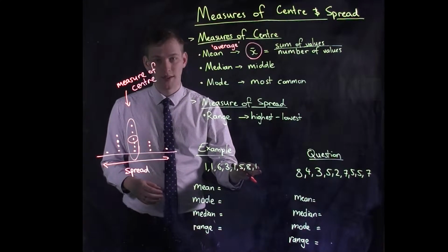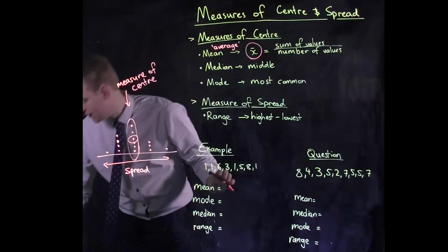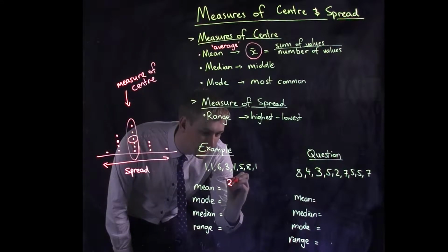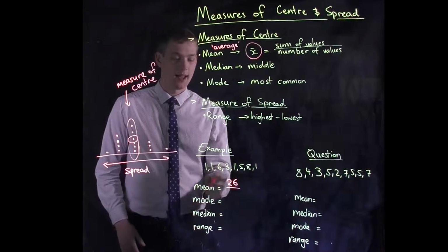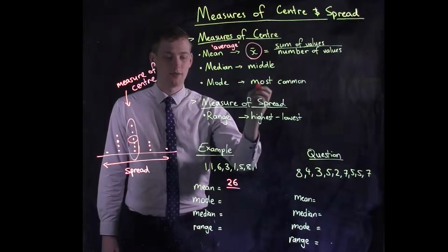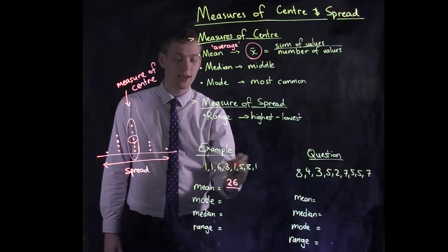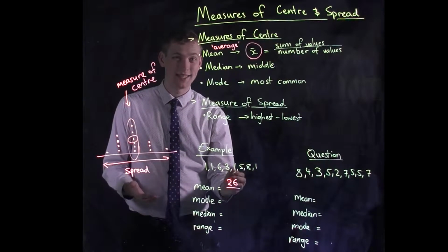So when we add up all of our values, we are going to get 26. So we can put 26 on top. Then on the bottom is the number of values. So we've added 1 plus 6 plus 3 plus 3. Sorry, we've added all of these numbers to get this one. Now we just need to count how many there are.